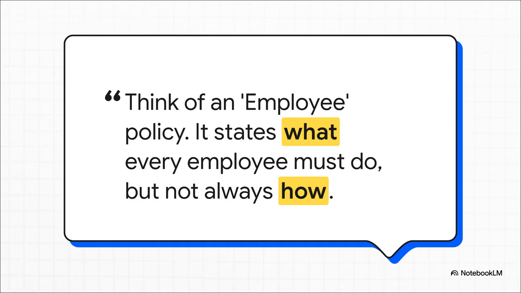This analogy just nails it. Think about a company's general Employee class. It might have a fully written, concrete method called submitTimesheet, because everyone does that the exact same way. But it could also have an abstract method called performDailyTasks. Why? Because what a software engineer does every day is totally different from what a salesperson does. The abstract class says, hey, you must have this function, but it leaves it up to the specific employee types to define how they do it.